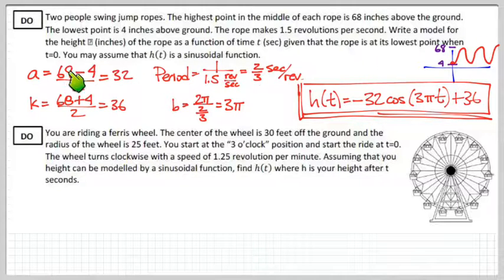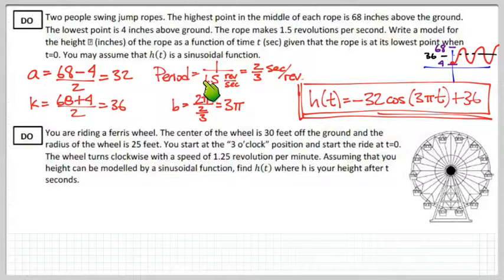Okay, here now we can calculate the amplitude, 68 minus 4 divided by 2. The midline is the average of the two, which is at 36. So if I were to draw that into our picture, I have 36 being our midline over here.